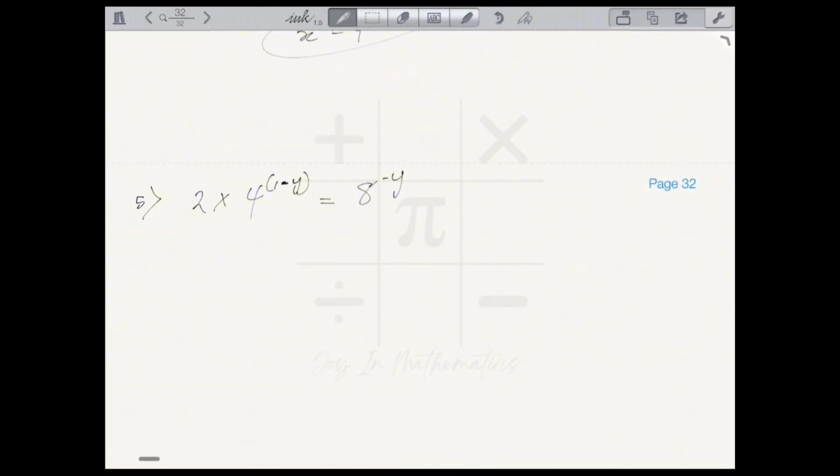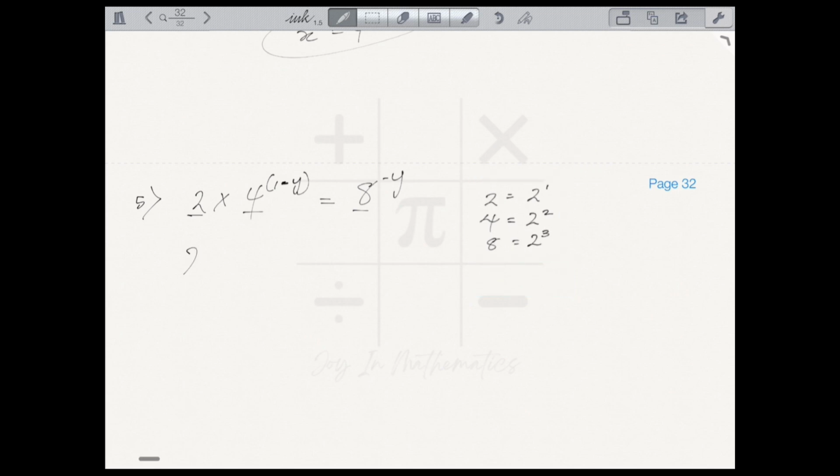Let's solve the last question together. Question 5 says we have 2 multiplied by 4 raised to the power of 1 minus y is equal to 8 raised to the power of minus y. Good. This question looks tricky. We have 2, we have 4, we have 8. Which base are we going to use? 2 is equal to 2 raised to the power 1. 4 can be written as 2 raised to the power 2. 8 can be written as 2 raised to the power of 3. Straightforward.